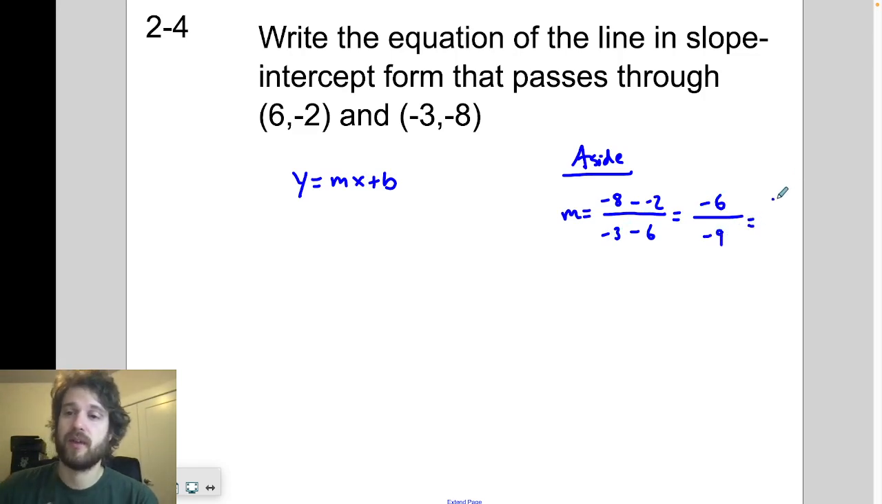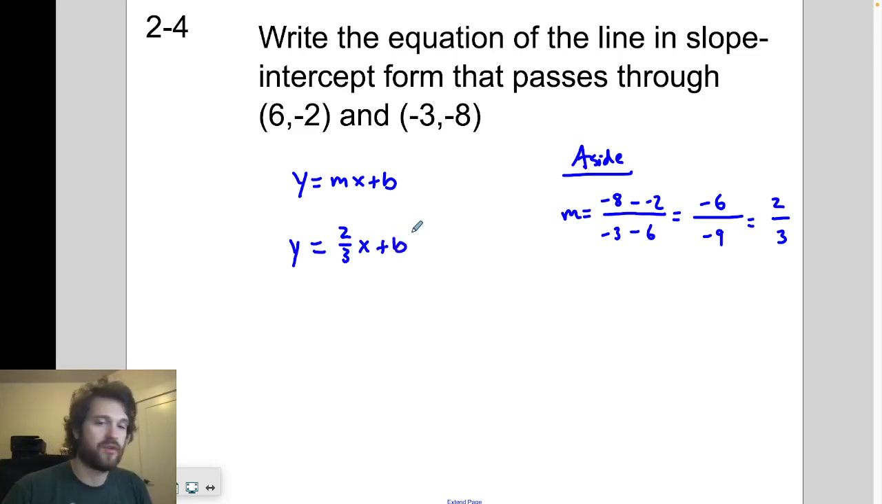So you end up with a positive. So this is negative divided by negative is a positive, both divisible by 3, 2/3. Now that we've found the slope, we can plug that in to our line, plug in the slope, that's step 1, and now it's exactly the same as that first question.